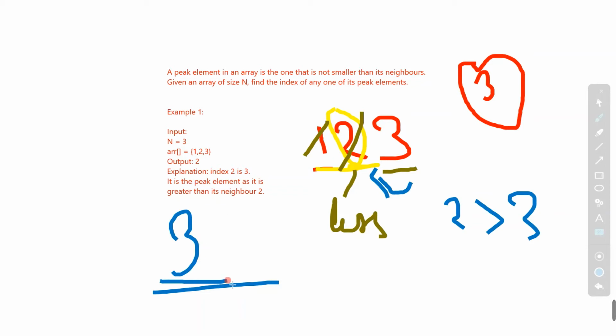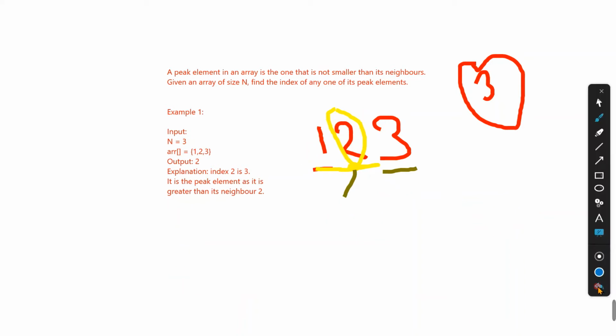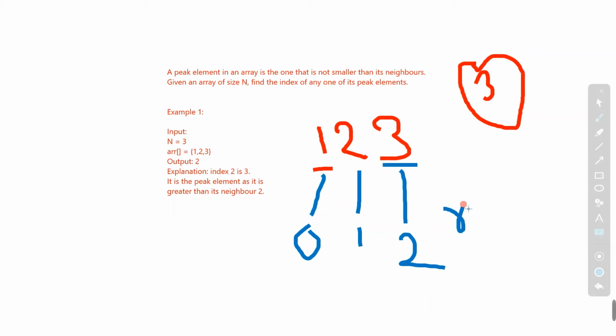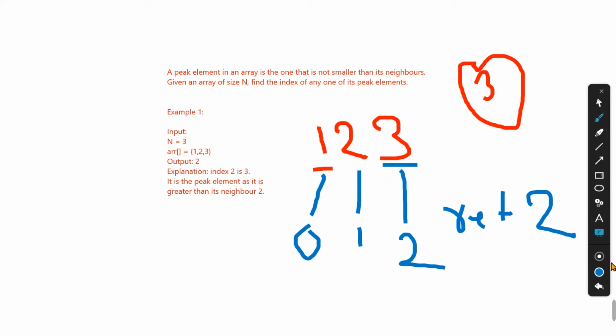Now we have to find the position of 3. In the array, the position of 1 is 0, the position of 2 is 1, the position of 3 is 2, because we know that an array starts from 0. So the position of element 3 is 2. Return 2, and that would be the answer. So let me take you to the solution, how we solve the problem.